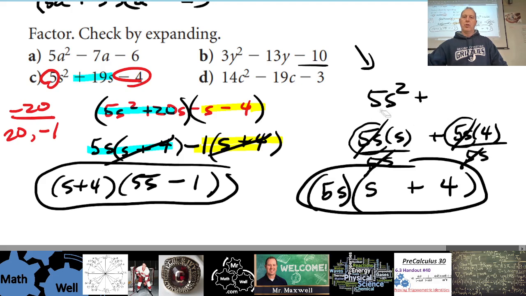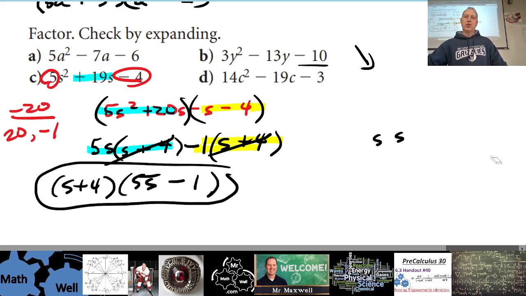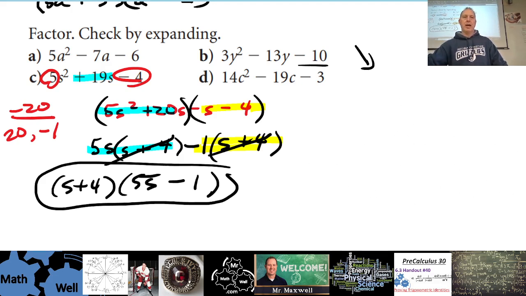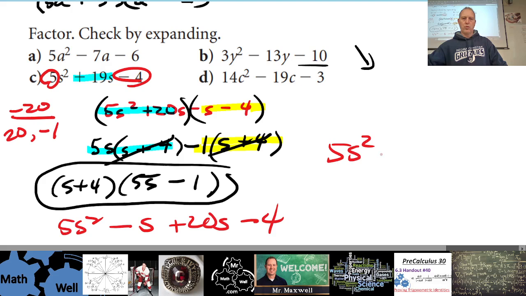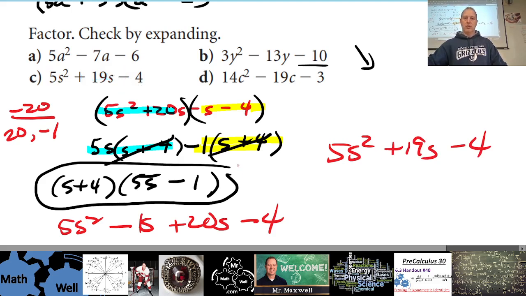That's right. So let's check this, because we should be checking all this. If we check by expanding, s times 5s is 5s squared. This is going to be negative s. This is going to be plus 20s. This is going to be minus 4. So that's 5s squared, minus 1s plus 20 is plus 19s, minus 4. Is that what we started with? It is. So this is our factored version.